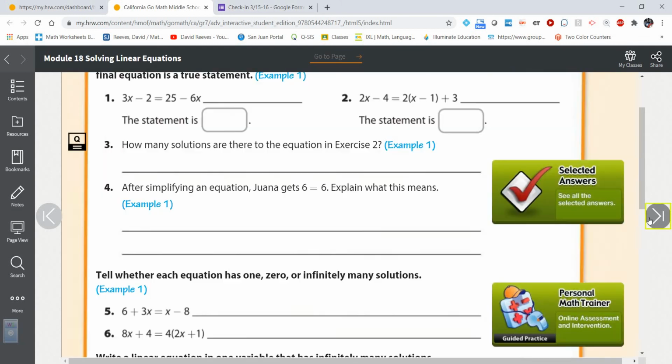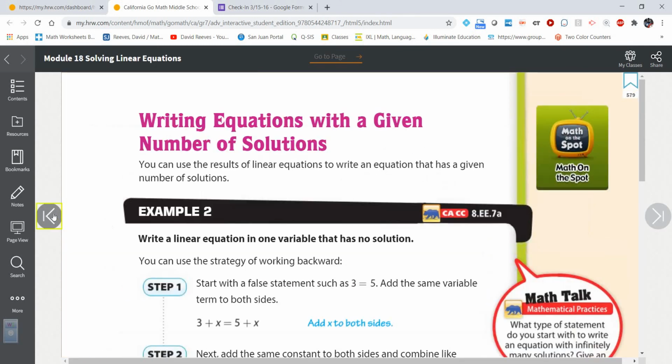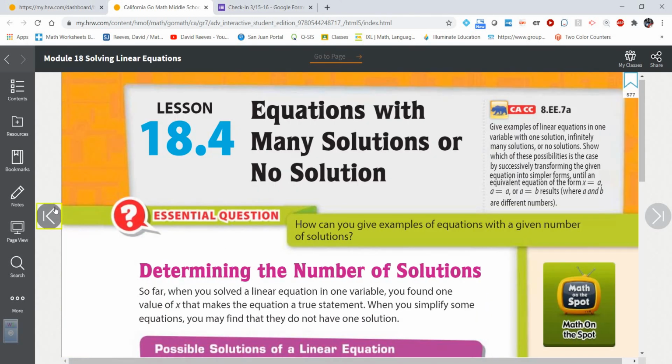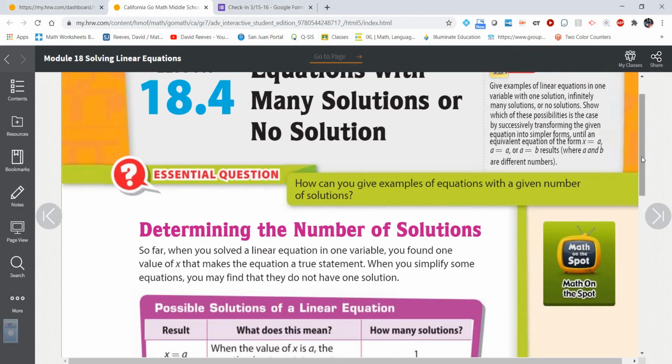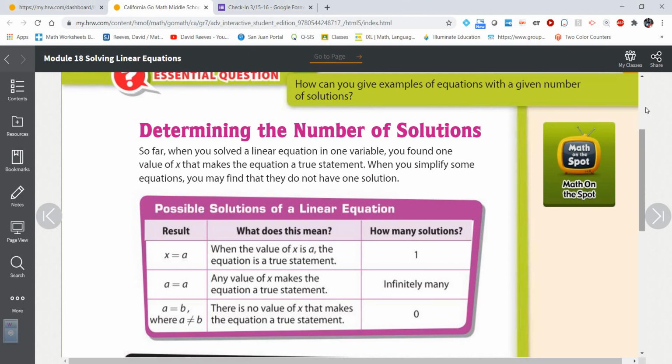Okay, so that's an introduction to this lesson on equations that have infinitely many solutions or no solutions. Most of the ones you're going to encounter are going to have that one solution.